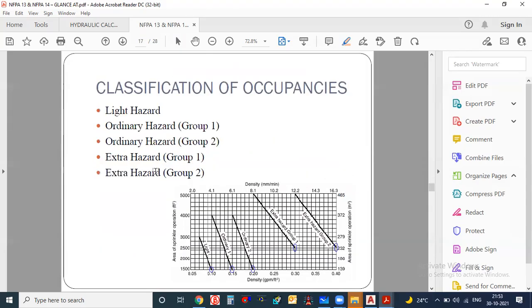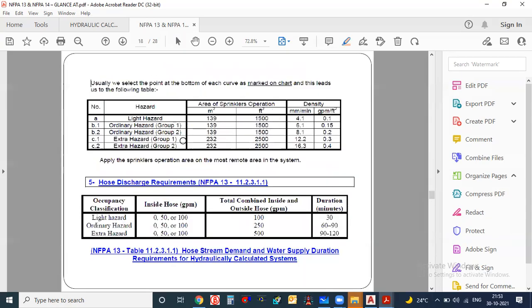Classification of occupancy hazards. Now this table is actually a little bit good, because here they have given everything: the minimum area of operation, and the density for light hazard, ordinary hazard, and extra hazard. Everything is given here.